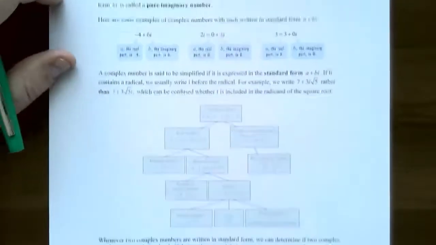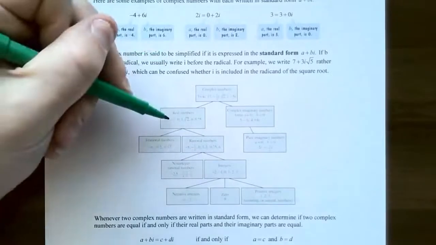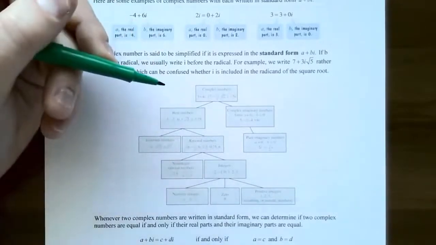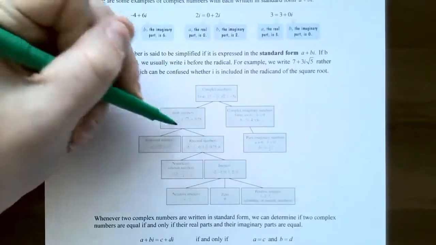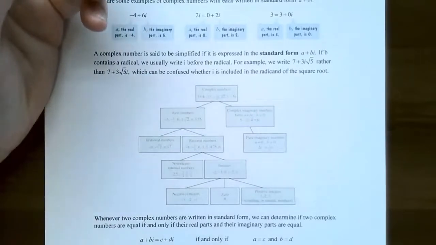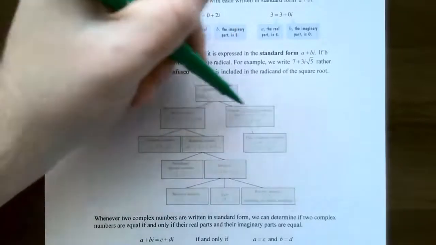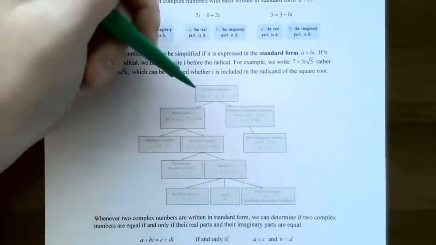Alright, so let's talk about how large the complex number system really is and how it relates to other systems of numbers that we are familiar with. So the real numbers are here. You can have whole numbers, negative whole numbers, the integers. You can have fractions, you can have decimals. Those are the real numbers. If you have just the imaginary units and multiples of the imaginary units, then you have the complex imaginary numbers. If you combine those two, you get the complex numbers.